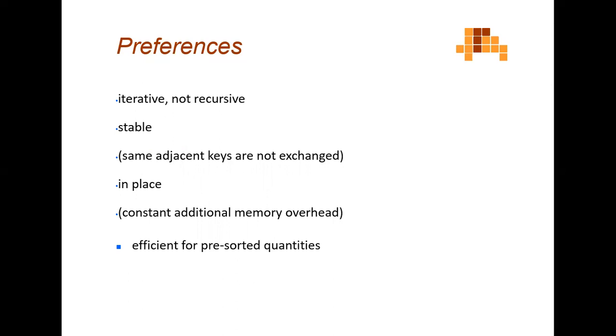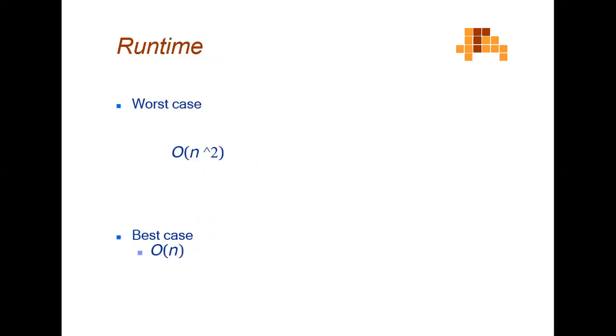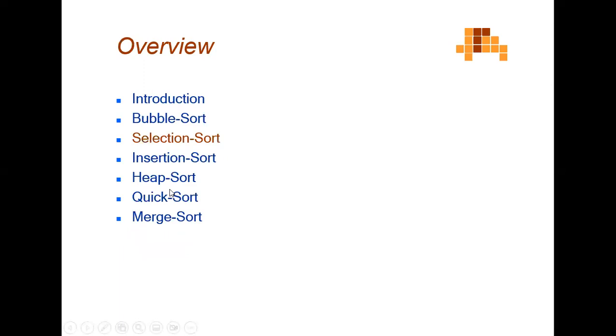And it can be very efficient for data which is kind of pre-sorted, which is sorted already, but not perfectly sorted. In the worst case, we have big O of n squared. In the best case, I always thought it's O of 1, but it's O of n. That's the best case. And in average, well, I don't know. Average is.